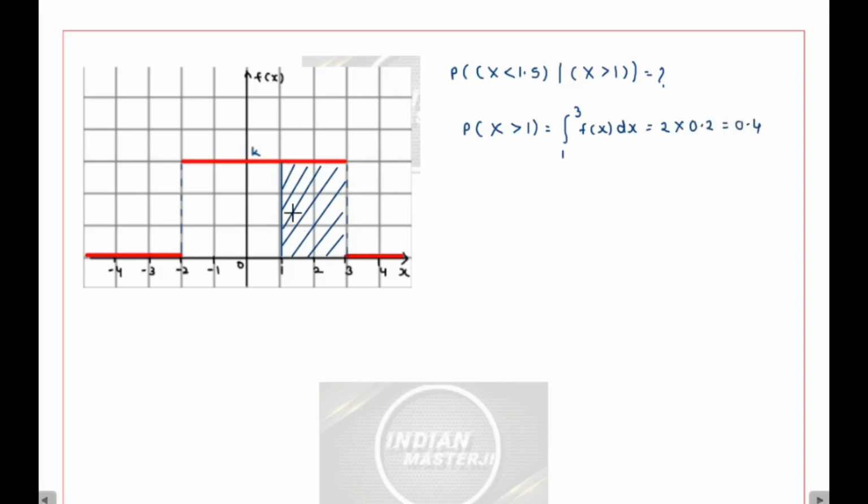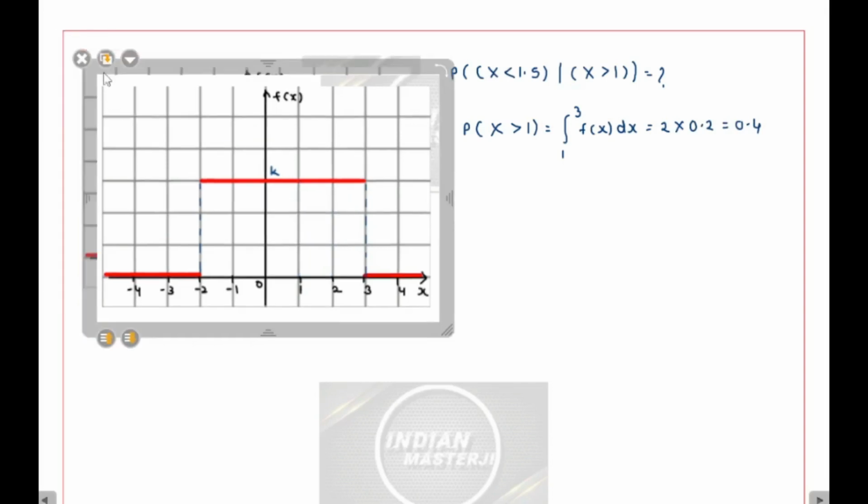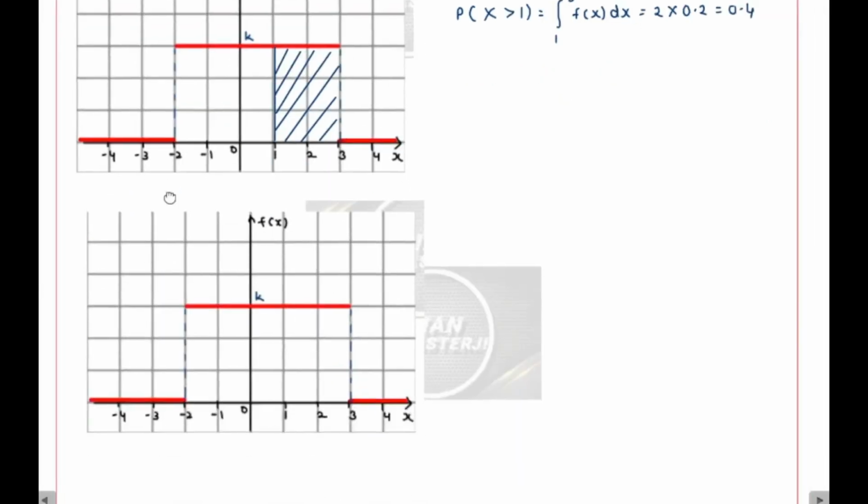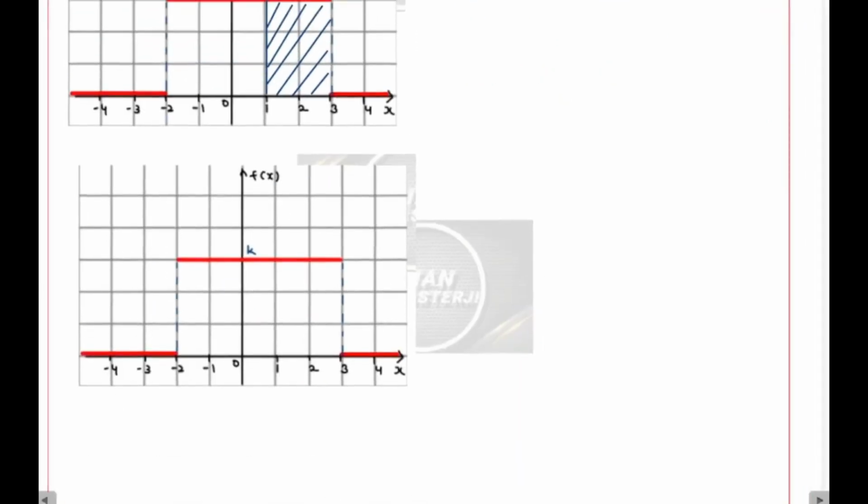Now for this particular given area, they are asking x has to be less than 1.5. What is that particular probability, correct? So let me copy this again. So they are asking for this particular region from 1 to 1.5, correct? Given that x is greater than 1. So they are asking for this particular area here.